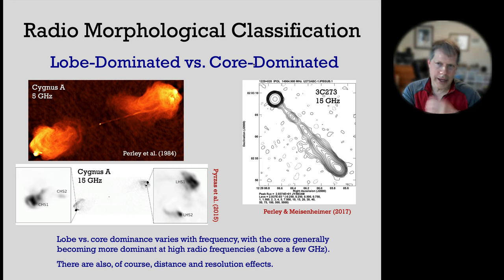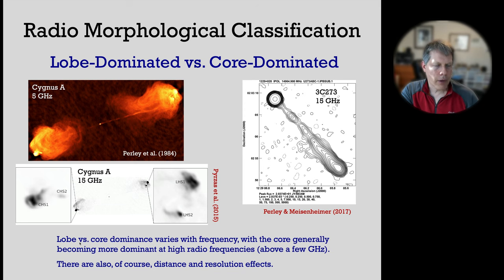Alternatively, you can have core-dominated sources. This is 3C273, again, observed here at 15 gigahertz. There is an extended radio jet there, but most of the power from this system is coming from the core. It may not be easy to see that from this diagram, but these are contour levels being shown here. And this densely packed ring you're seeing there are the contour levels going up and up, indicating the very bright flux of the core, which outweighs the flux from the extended jet seen in this system.